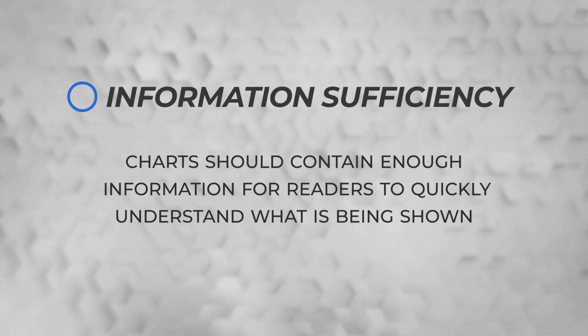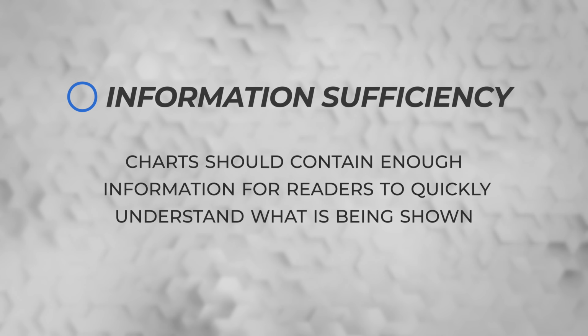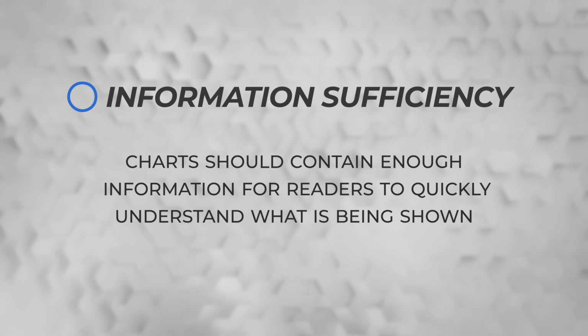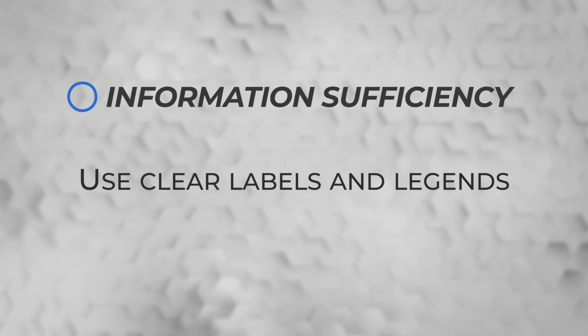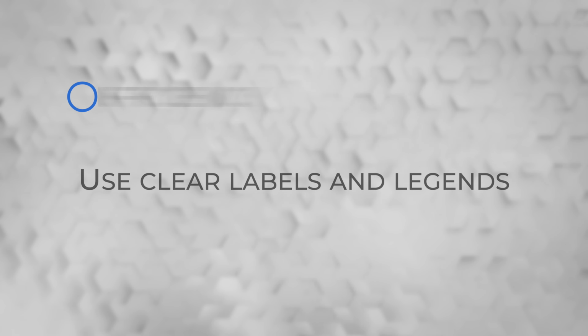Thirdly, we have information sufficiency. This means that charts should contain enough information for readers to quickly understand what is being shown. How do we achieve this? Simple, by using clear labels and legends. Let's take a look at these 2 bar charts.